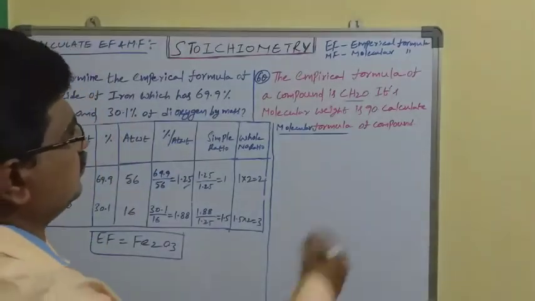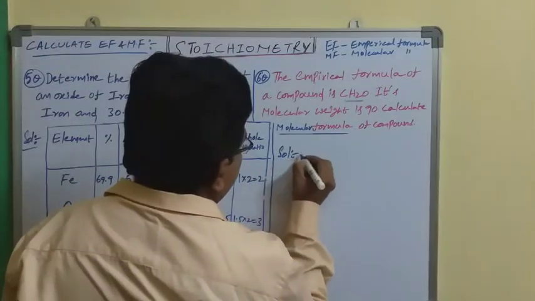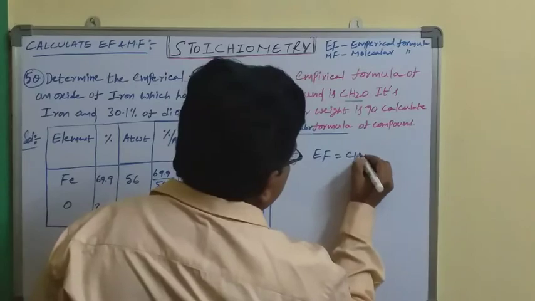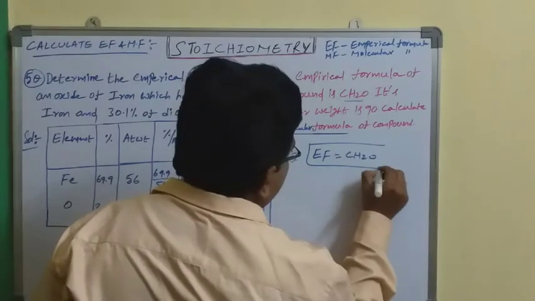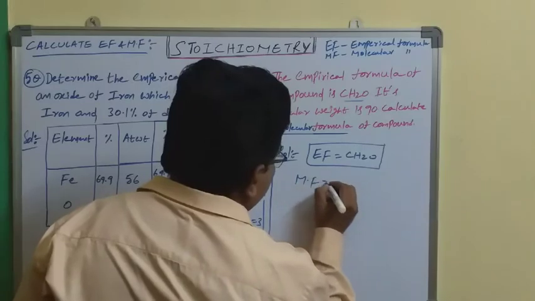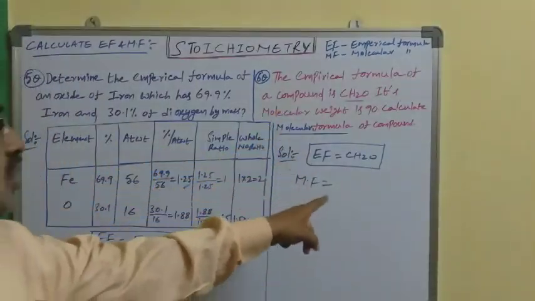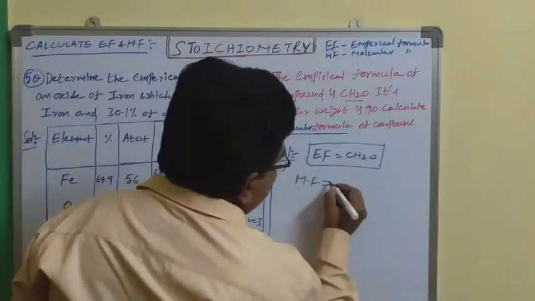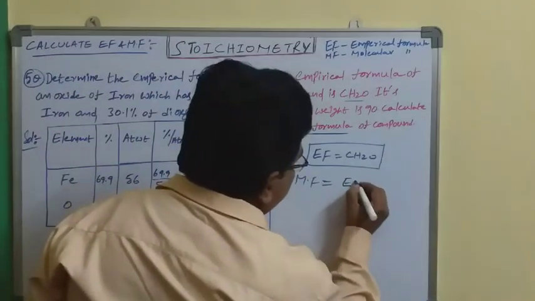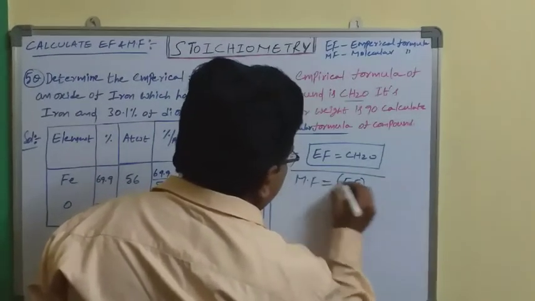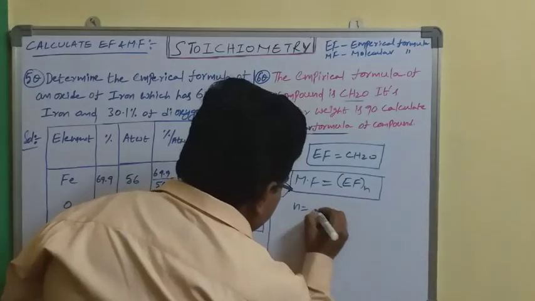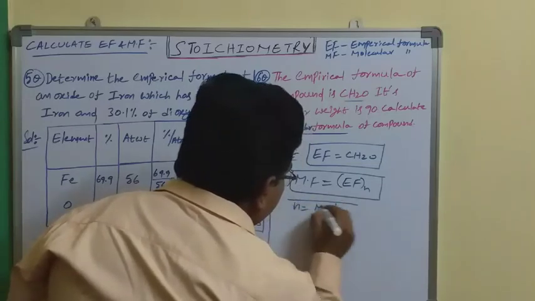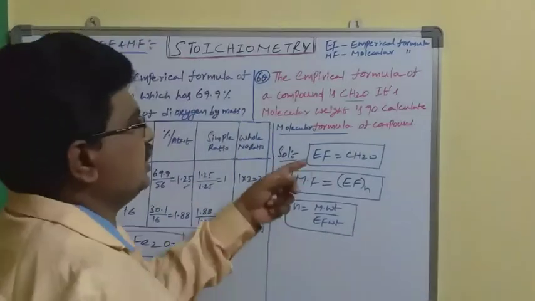See here, I am doing this side. They have already given the empirical formula, CH2O. Now we are going to calculate the molecular formula. The molecular formula is the empirical formula into N. Here N means molecular weight divided by empirical formula weight. That's why we are calculating the empirical formula weight.